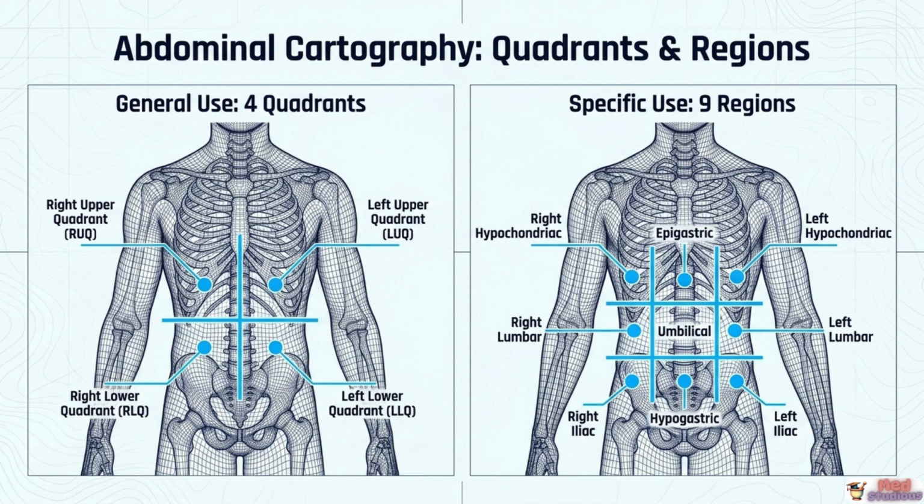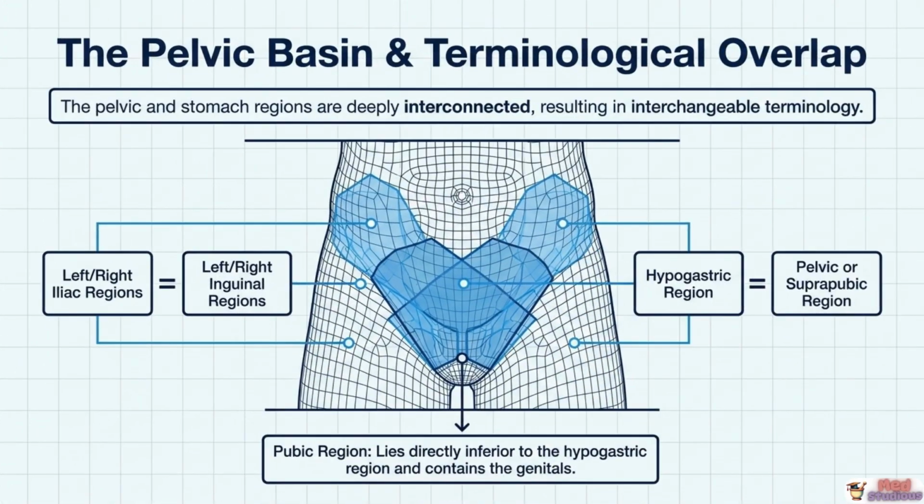The 9-region system is used in formal clinical examinations, surgical planning, and detailed anatomical reporting. Every medical professional must know both systems fluently. At the inferior end of the abdominal map, we reach the pelvic basin, and here we encounter a fascinating feature of anatomical terminology: interchangeable naming.